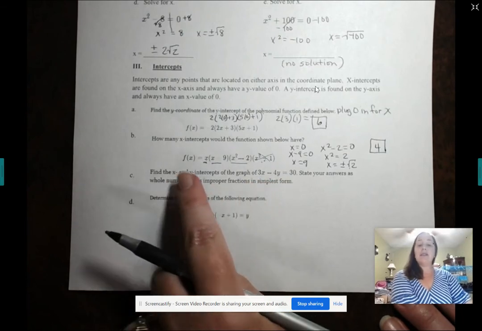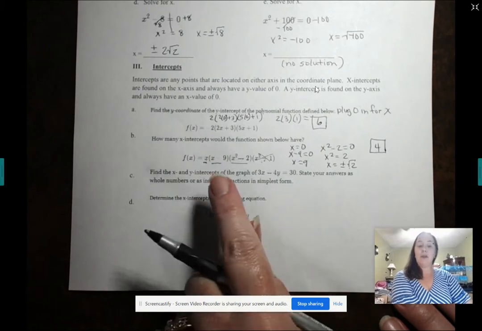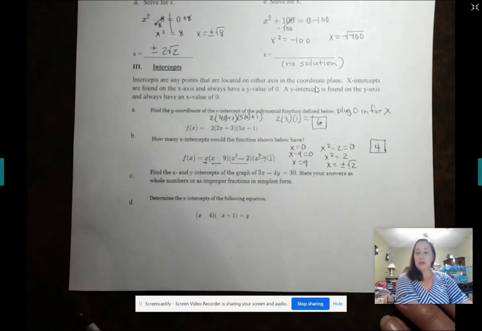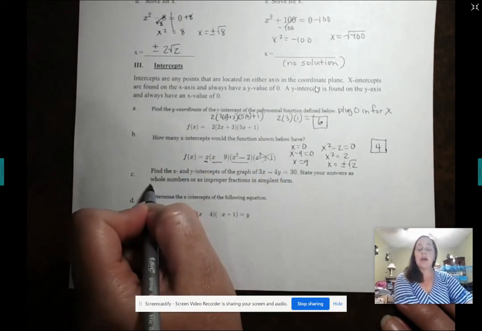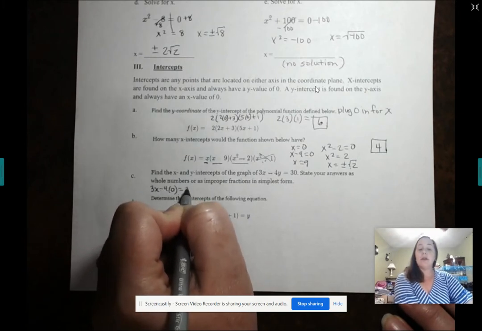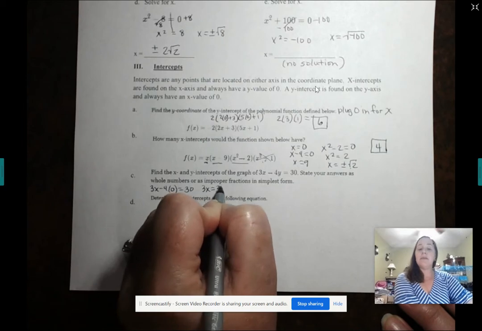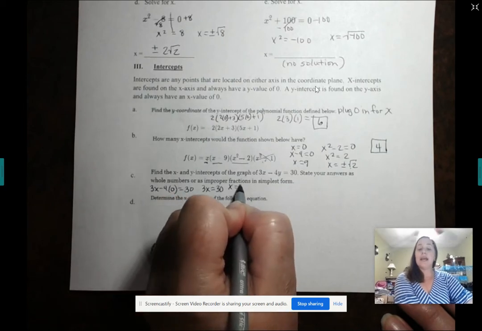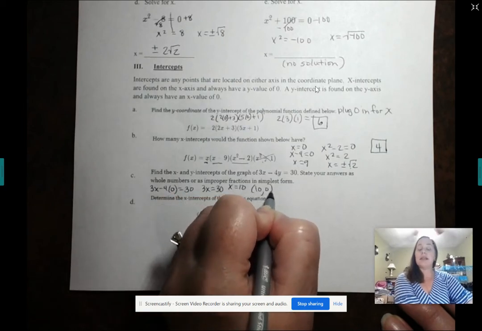If I want to find the x-intercept, I'll plug a 0 in for y. If I want to find the y-intercept, I'll plug a 0 in for x. Super easy to come up with. So the x-intercept, if I put a 0 in for y, would just be 10. So (10, 0) is an x-intercept.